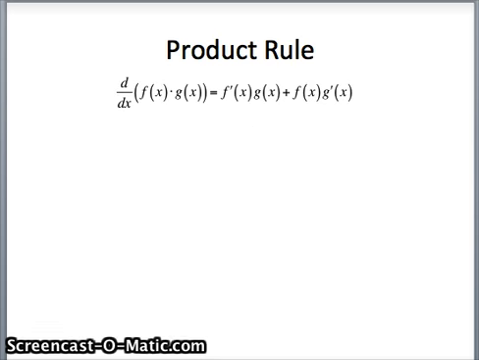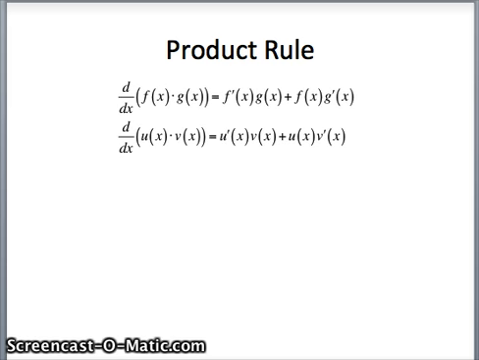So remember, the derivative of a product of functions is the derivative of the first function times the second, plus the first function times the derivative of the second. Oftentimes students memorize this with F's and G's, but it's going to be better for us to use U's and V's. So think of it this way: the derivative of a function u of x times v of x is u prime of x times v of x plus u of x times v prime.